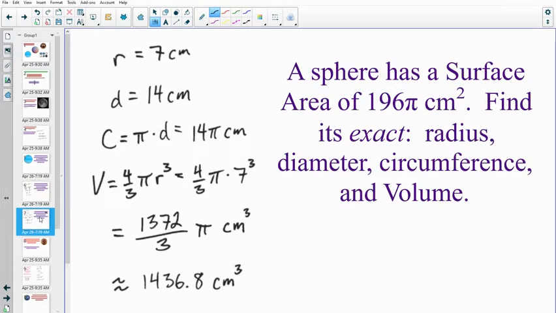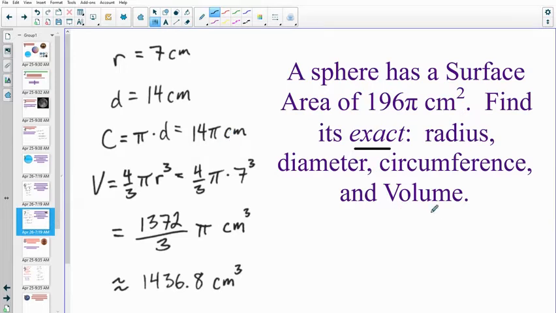But now that I know that the radius is 7, the diameter is just twice as much, so that's 14. The circumference of a circle is the same as the circumference of a sphere. Circumference is pi times diameter. So since we already found the diameter, that was 14 pi. It said the exact, so I kept that as 14 pi. If you want to plug that in your calculator and get an approximation, you could do that also.